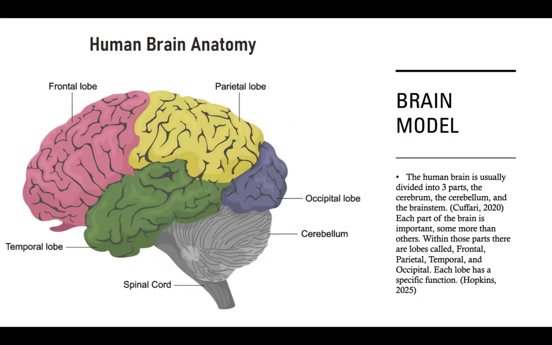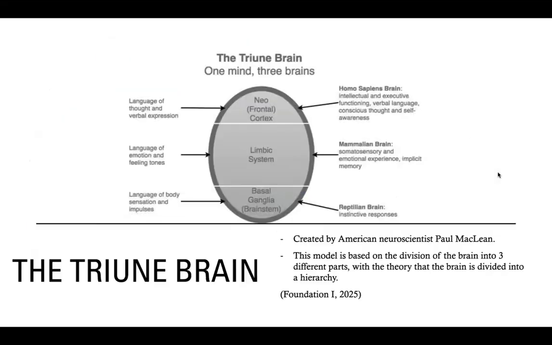This is a brain model. The major part is the cerebrum, which is the biggest part of the brain. It includes the frontal lobe, the parietal lobe, the occipital lobe, and the temporal lobe. The human brain is divided into three parts: the cerebrum, the cerebellum, and the brainstem. But today we'll focus on the cerebrum and the cerebellum.